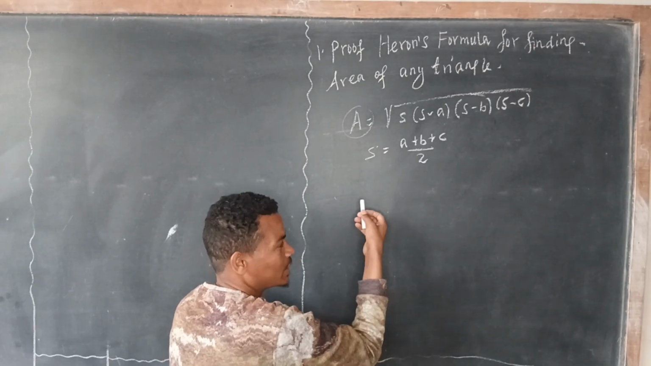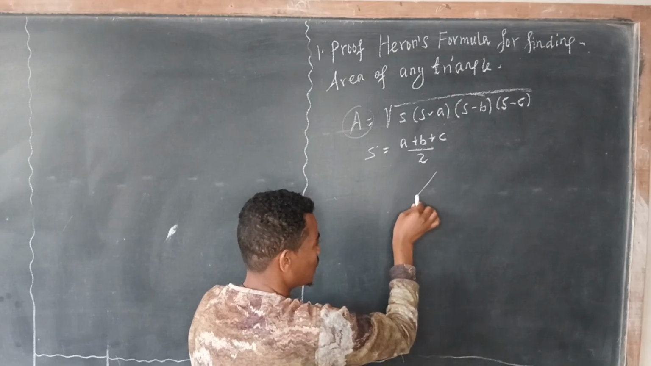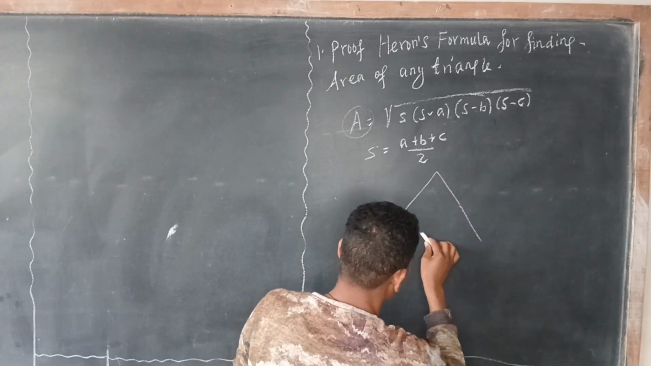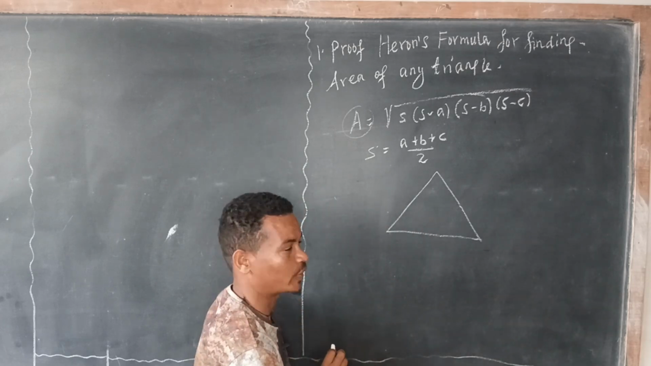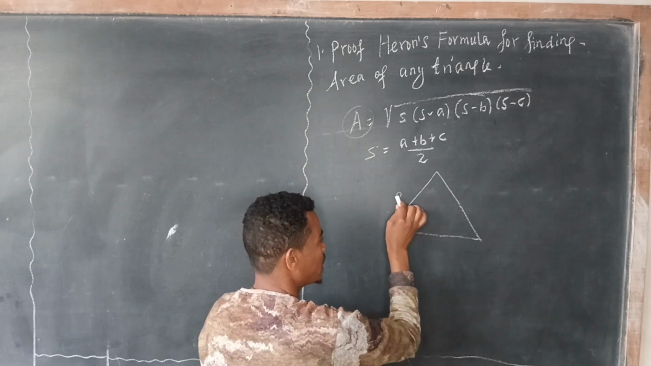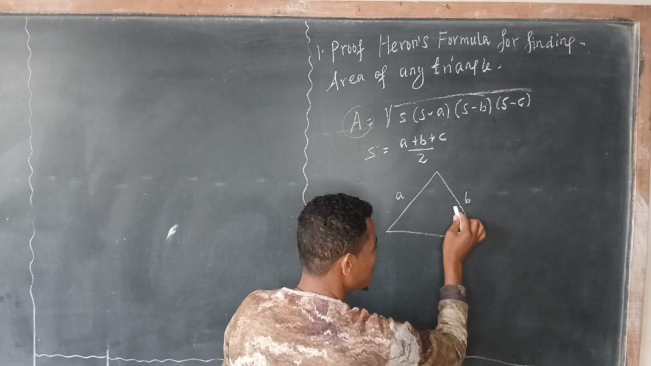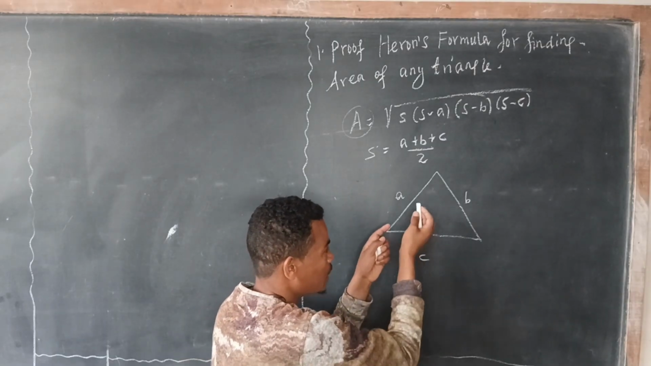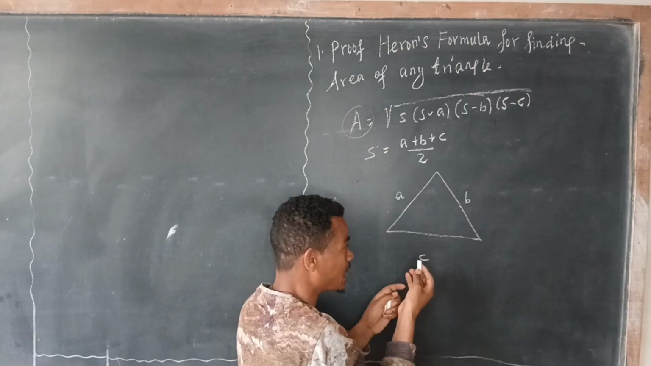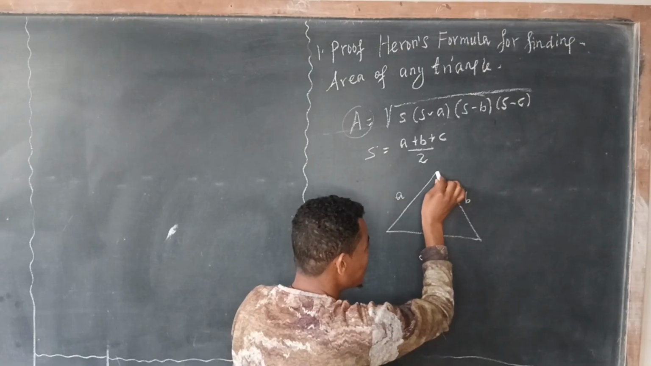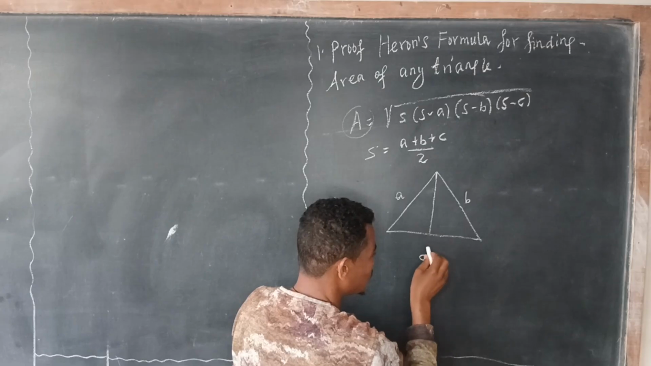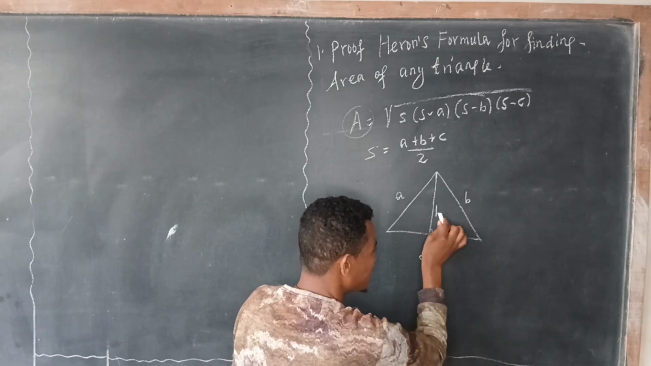Okay, just consider any triangle, this one, any triangle. The side lengths are: this one is side a, this one is b, and this one is c. So, to apply Pythagoras, we need a height. Let's consider this one as the height h.